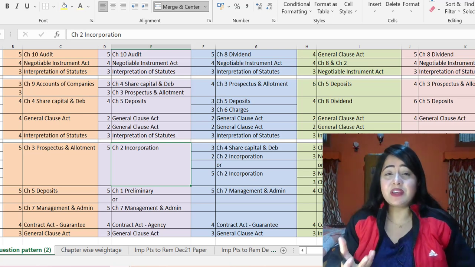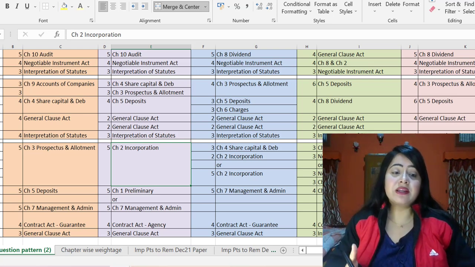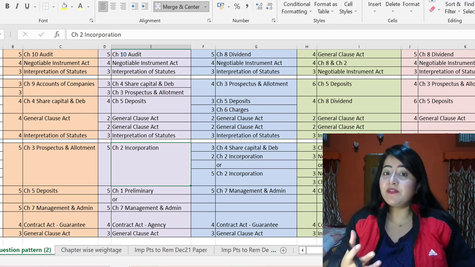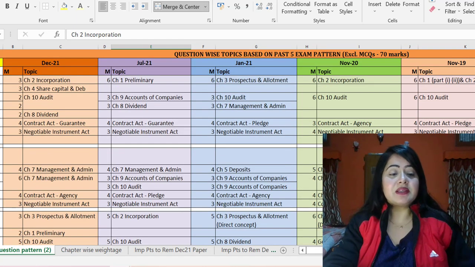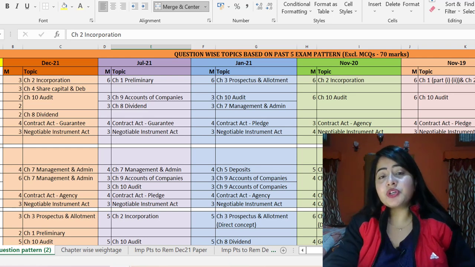Right? So other laws is very, very important. Call it General Clauses Act, Interpretation of Statutes, Negotiable Instruments Act, or the Contract Act. They're very, very important, and they're pretty easy also. So easily you can bag 40 marks by doing other laws. Another important thing is that some of these questions are direct questions, and some of these questions, in fact the majority of these questions, are actually case study based questions.